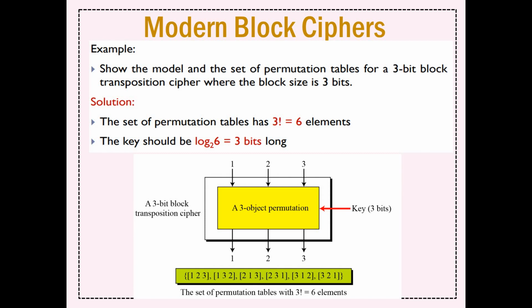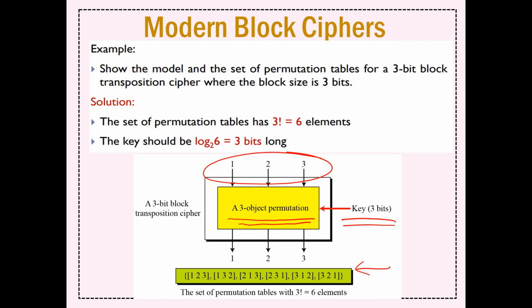So let's see the diagram here. This is the scenario we are in. We have a 3-object permutation. This is a predefined permutation table, or an object sorter, or a mixture, you can say, because here the key size is determined with 3 bits and the possible inputs are 1, 2, 3. So the final set of elements are these 6 elements.